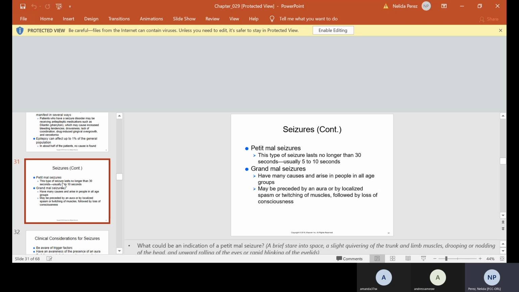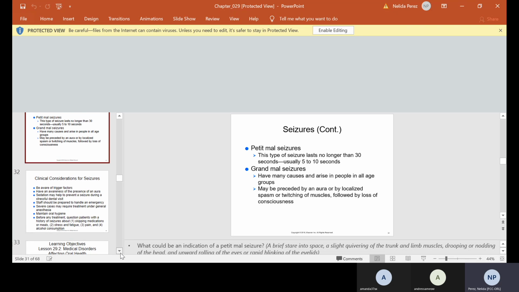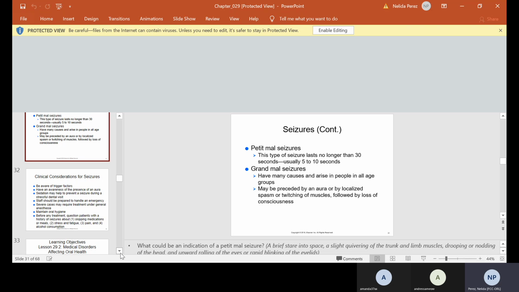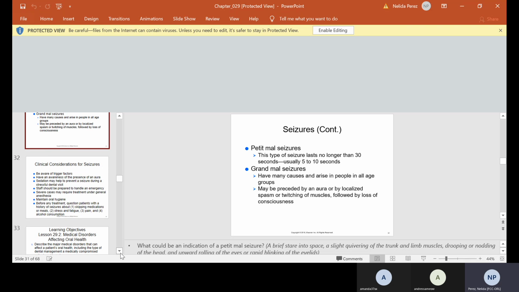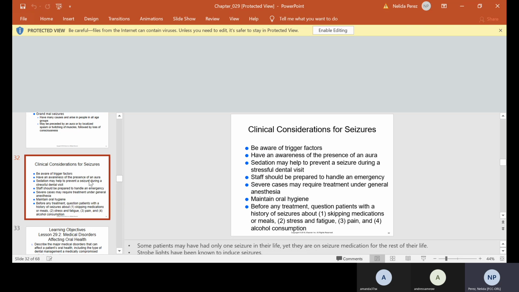You have your petit mal seizures. This type of seizure lasts no longer than 30 seconds, usually 5 to 10 seconds. And your grand mal seizures have many causes and arise in people in all age groups. They may be preceded by an aura or by localized spasm or twitching of muscles, followed by loss of consciousness.